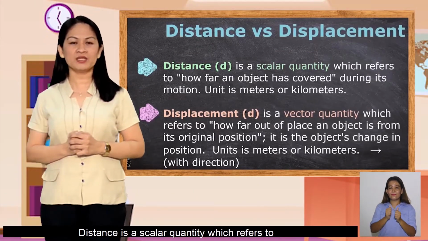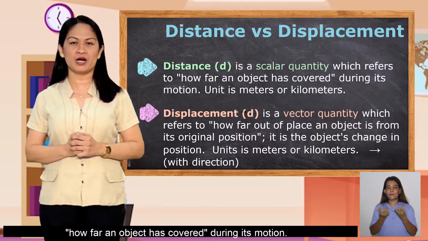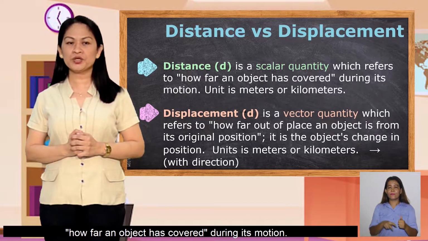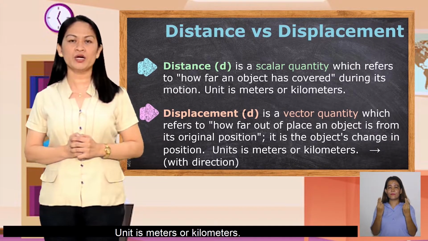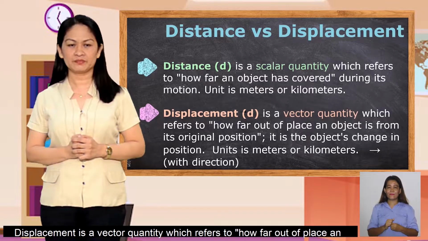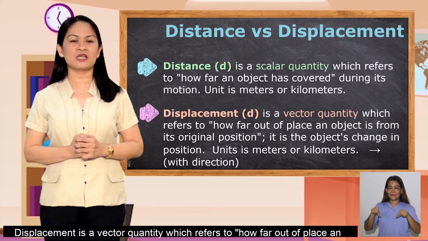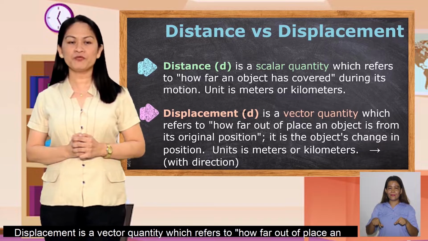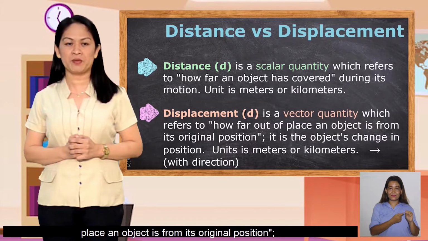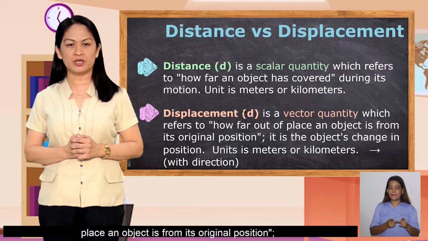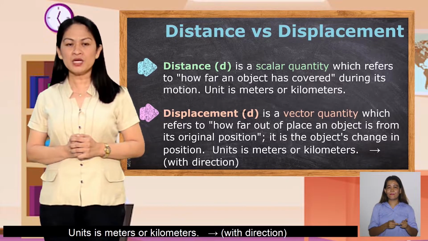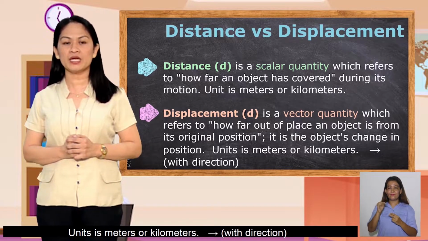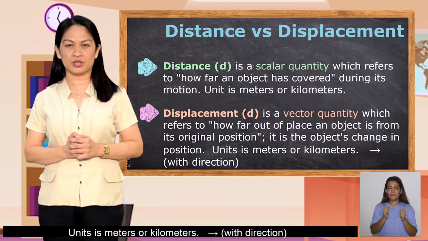Distance is a scalar quantity which refers to how far an object has covered during its motion. Unit is meters or kilometers. Displacement is a vector quantity which refers to how far out of place an object is from its original position. It is the object's change in position. Unit is meters or kilometers with direction.